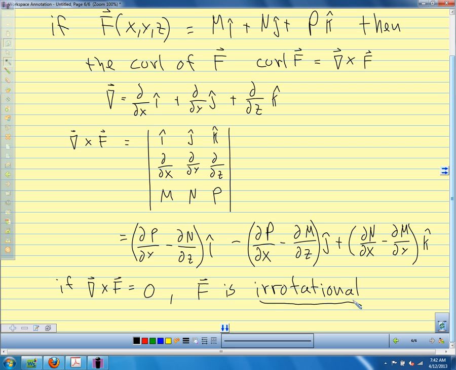What does it mean if the cross product is 0? Then the vectors are parallel.